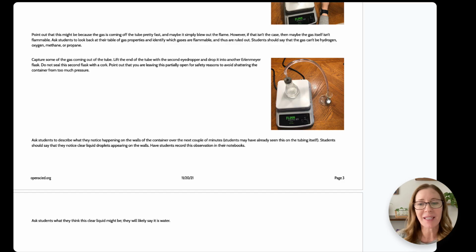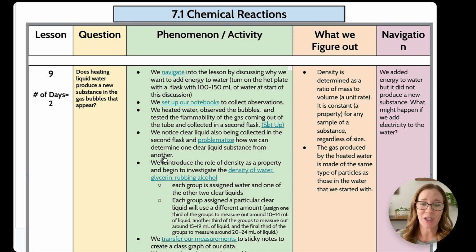We collect it in this Erlenmeyer flask because we're going to test the density of it. And so you're going to need to collect some each class, and then it depends on if you have block period or not. You're going to then test the density of this, what we call the unknown liquid in here. We're trying to figure out what this is. Okay, so that is your setup.